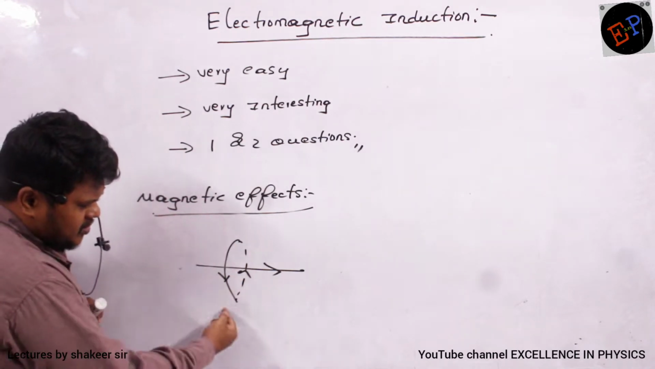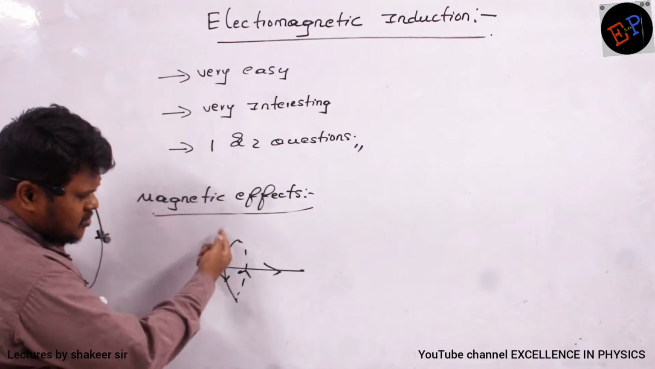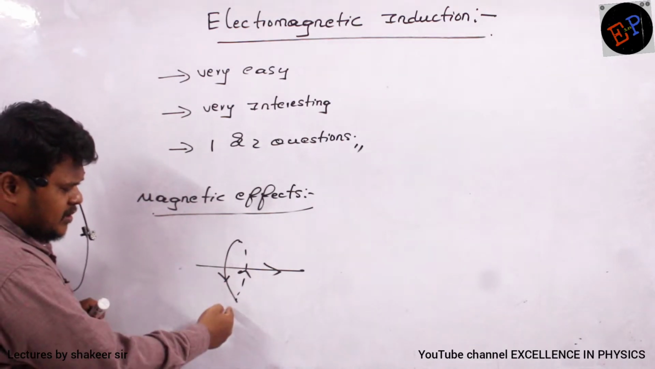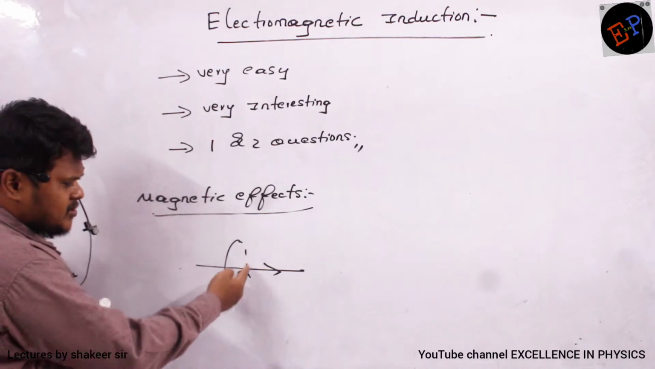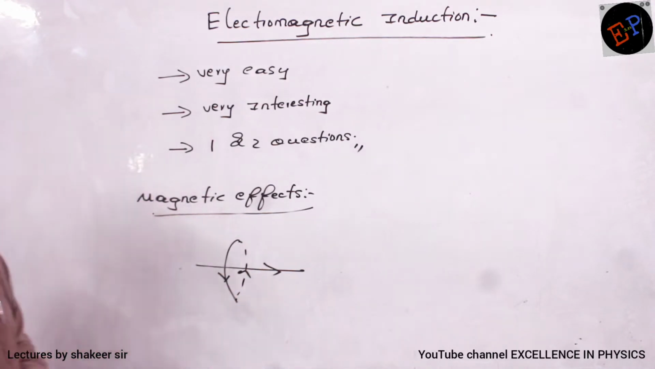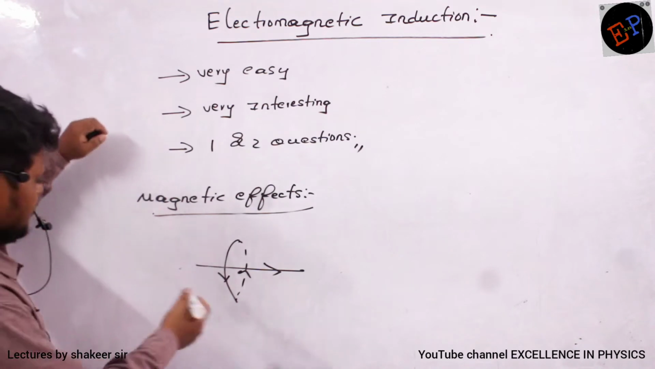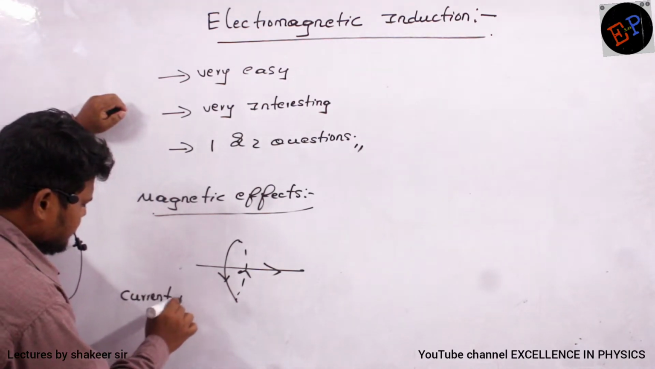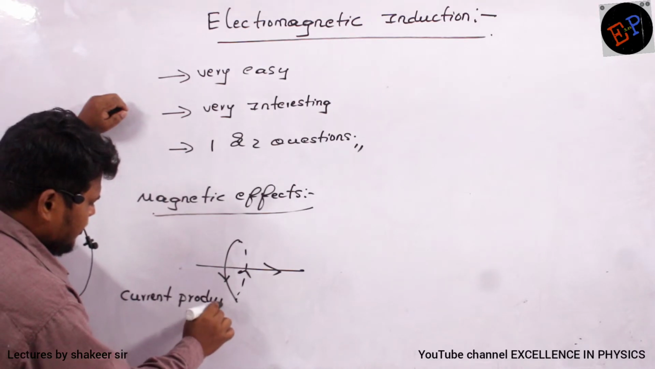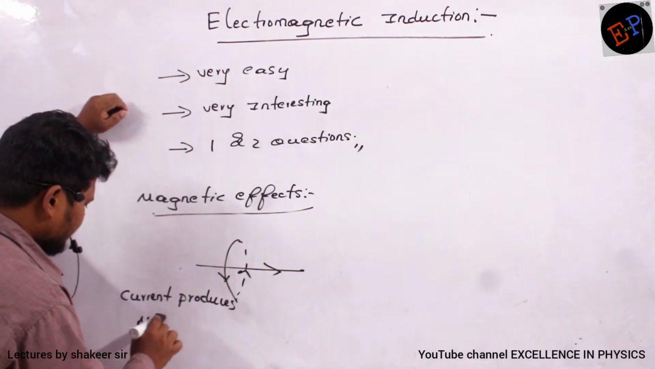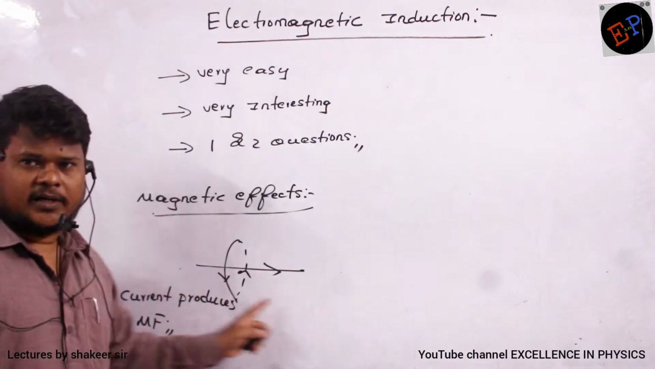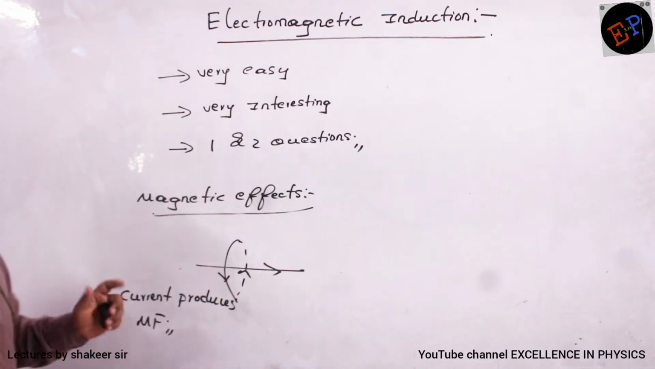So from top to bottom, we are curling from outside the board. So this is the orientation of the magnetic lines outside, and this is the orientation of the magnetic lines inside the board. This is what we have studied, no? So we studied that current produces what? Magnetic field. Clear, no? Current definitely produces magnetic field.